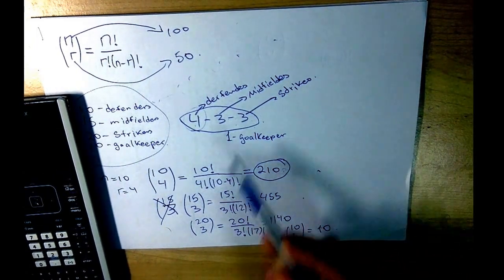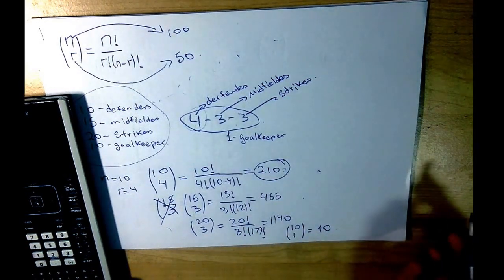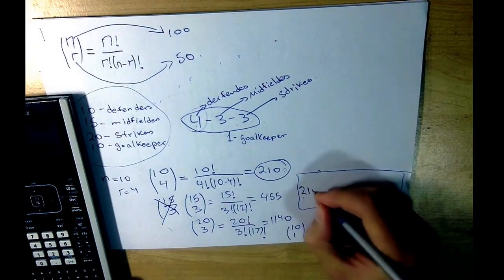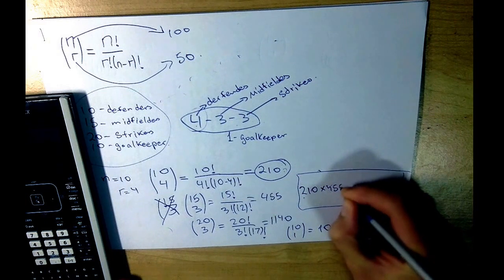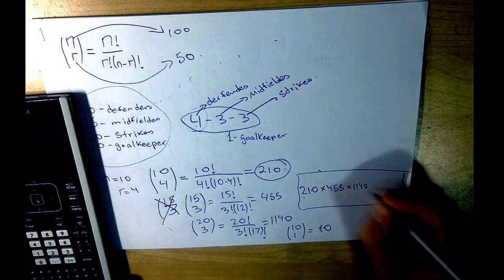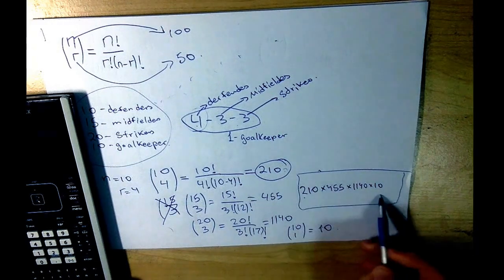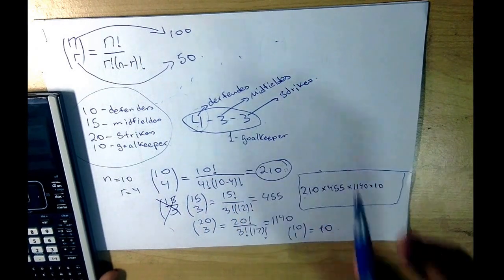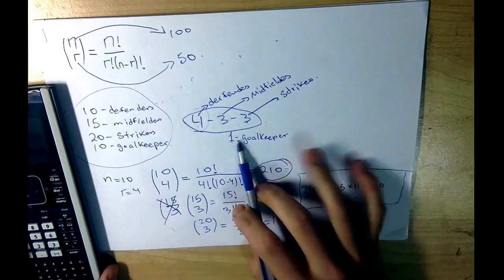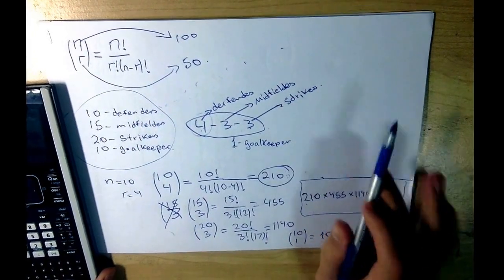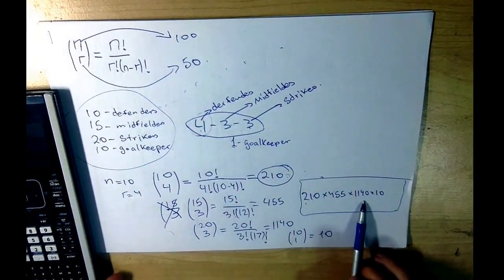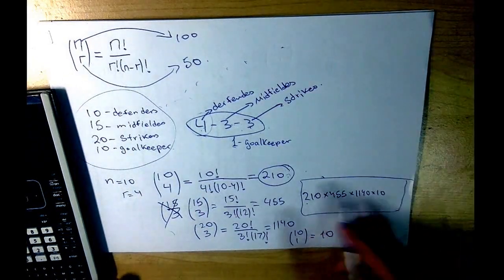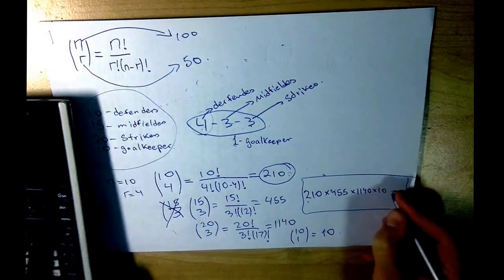But we did it separately. We need 11 players together. So remember, we use AND. We use 210 times 455 times 1140 times 10. Why do we do this? Because we need 4 defenders and 3 midfielders and 3 strikers and 1 goalkeeper. So remember, when it's and, we just use times. If it was 4 defenders or 4 midfielders or 4 strikers, we would use just plus.